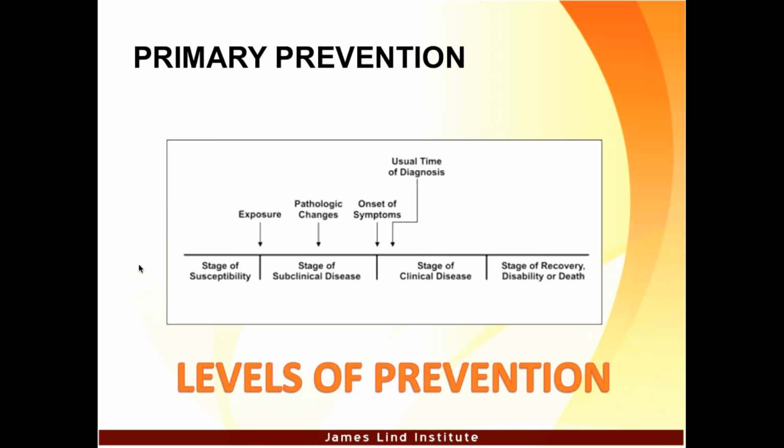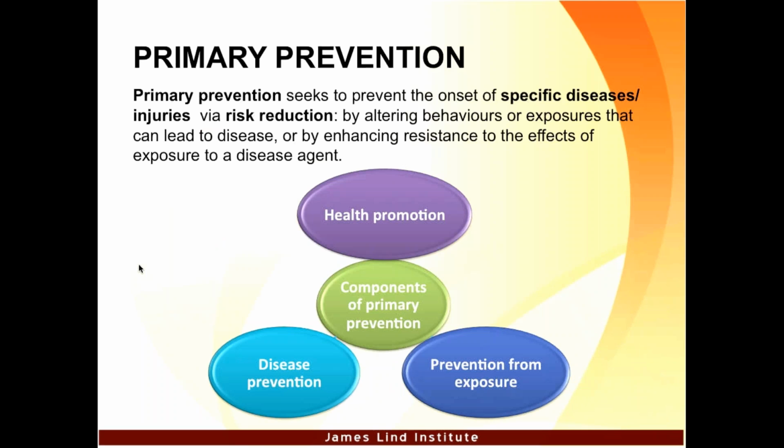Okay, so primary prevention happens at the stage of susceptibility. If you remember from before, this is the stage where people have not yet been infected by the disease or the agent. So this is the stage of risk. What primary prevention does is it seeks to prevent the onset of specific diseases, and this is how it differs from primordial prevention. It prevents the onset of specific diseases or injuries via risk reduction.